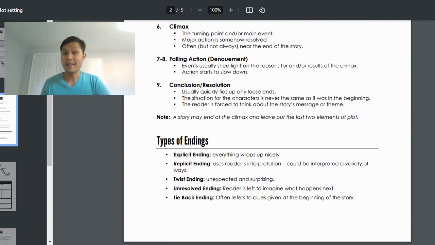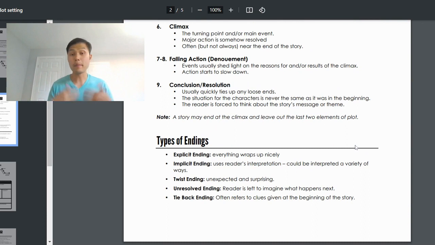There are many types of endings. There's explicit ending, implicit ending, twist ending, unresolved ending, tie-back ending. The explicit ending is everything that wraps up nicely, like the heroes win, the bad guys lose. The implicit ending is when it uses the reader's interpretation. We can interpret the ending of the story in multiple ways. You can disagree with your friends or family about what that ending represented.